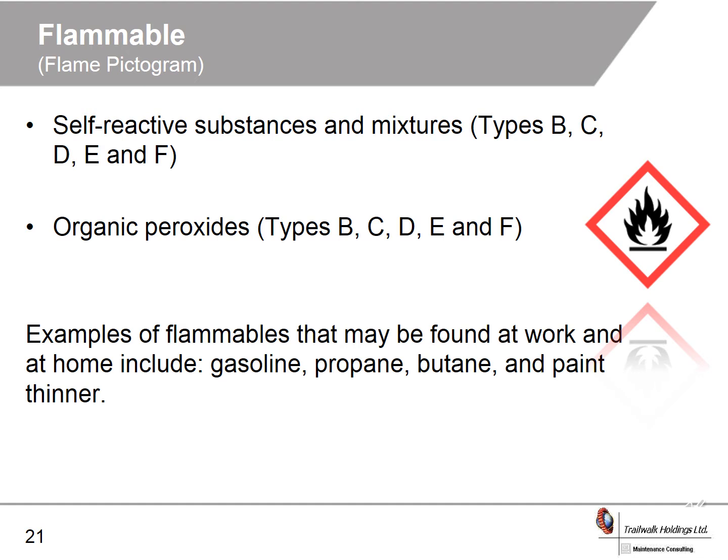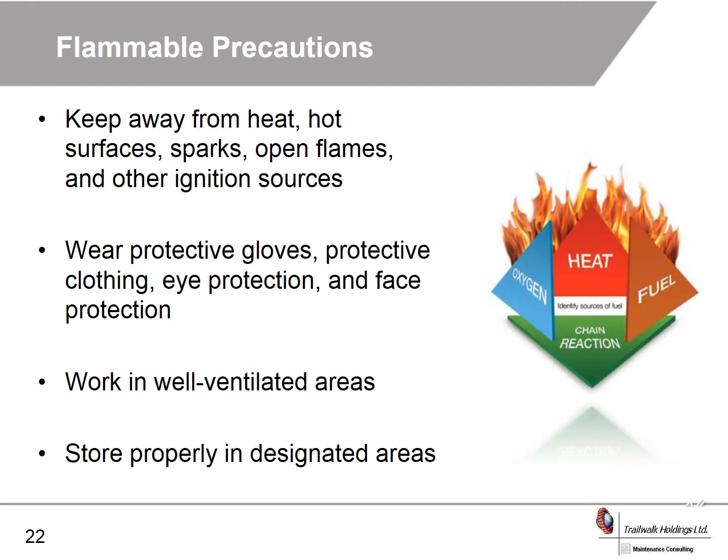Examples of flammables that may be at work and at home include gasoline, propane, butane, and paint thinner. Precautions for flammable materials: keep away from heat, hot surfaces, sparks, open flames, and other ignition sources. Wear protective gloves, protective clothing, eye protection, and face protection. Work in well-ventilated areas. Store properly in designated areas.